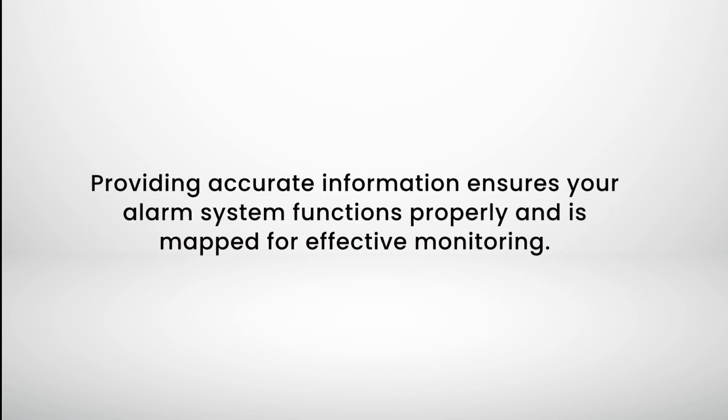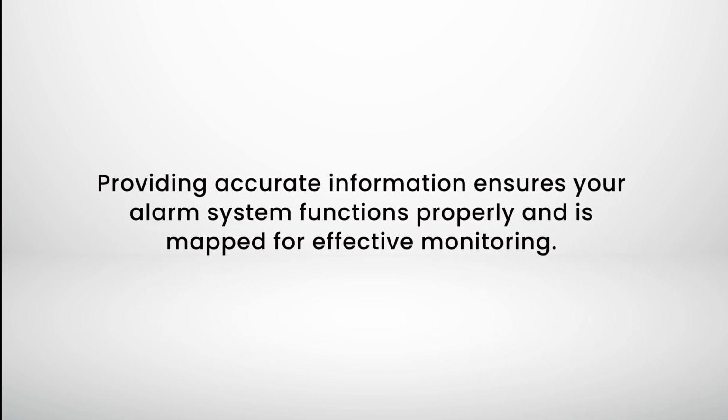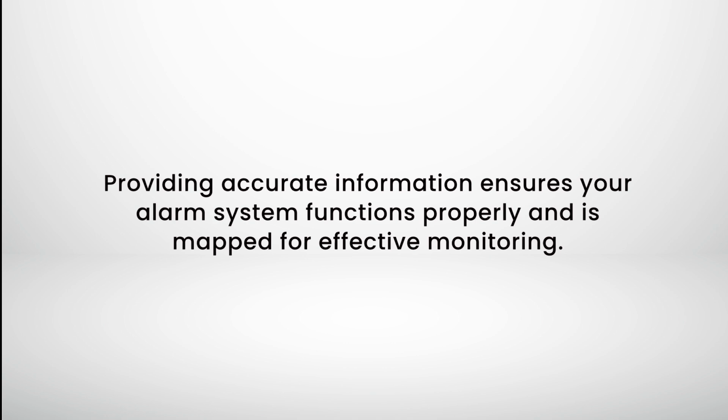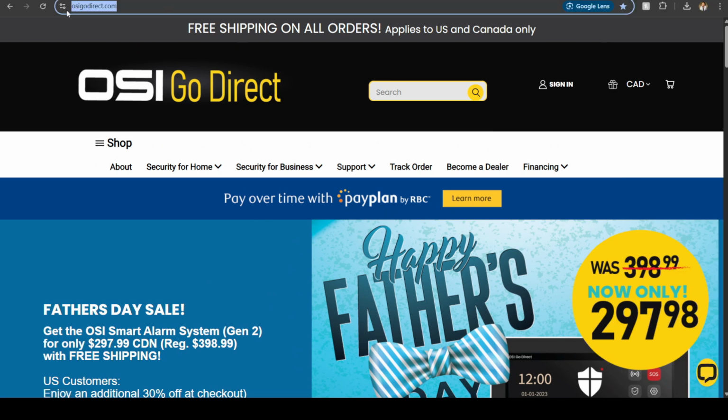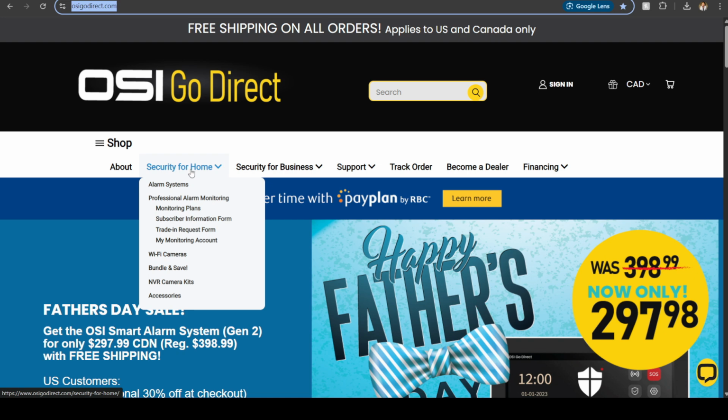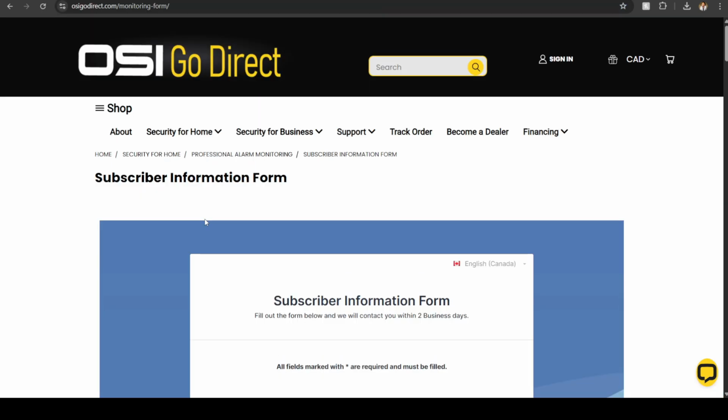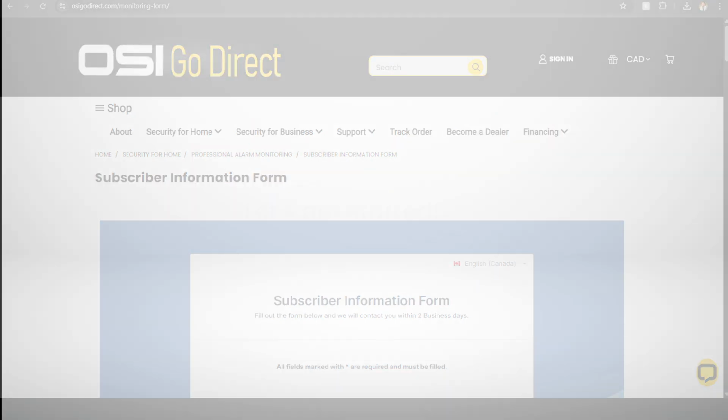Providing accurate information ensures that your alarm system functions properly and is mapped for effective monitoring. If you can't find the email, don't worry, you can access the form by visiting osigodirect.com, hovering over Security for Home, and selecting Subscriber Information Form. In this tutorial, I'll walk through each section of the form explaining how to enter your details correctly so your alarm system is set up seamlessly.